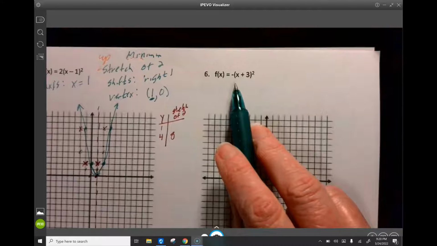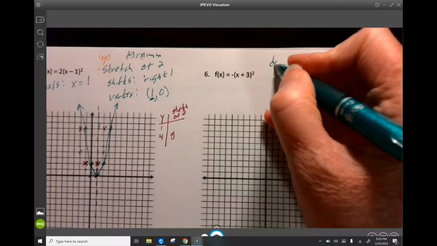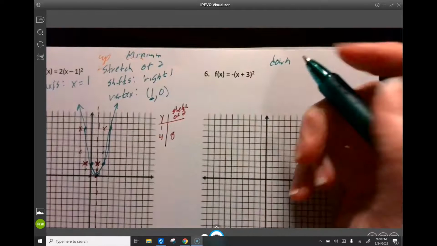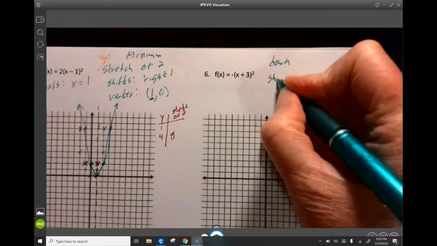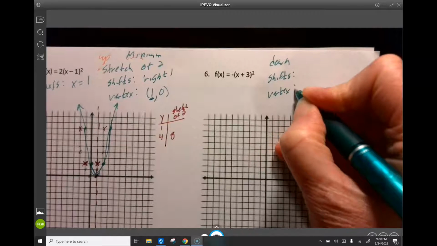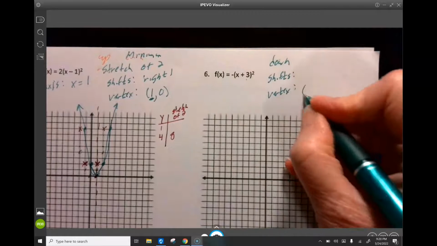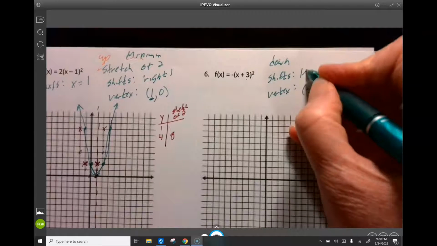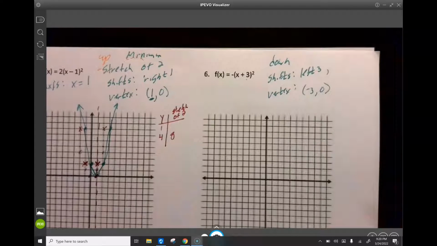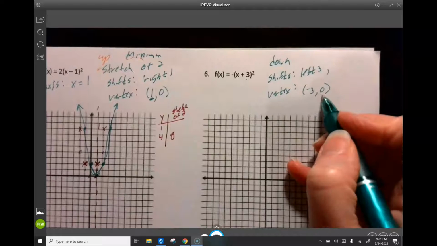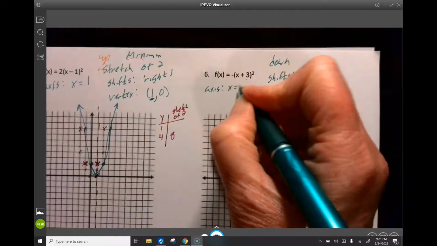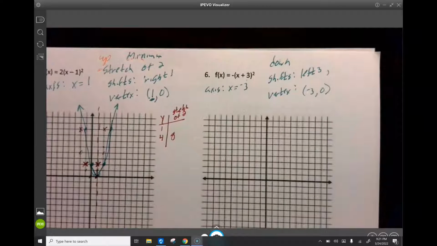Okay, ready? So it's negative, so it opens down. It doesn't have any stretch or shrink. It's a 1, so it doesn't change it at all. My shifts and my vertex I'm going to do at the same time. I can see right now my vertex is going to be negative 3 because I have a left shift of 3 and it doesn't go up any place, so it's going to be a 0. If this is my vertex, my axis of symmetry is going to be x equals negative 3. Okay? And I'm going to wait on that.